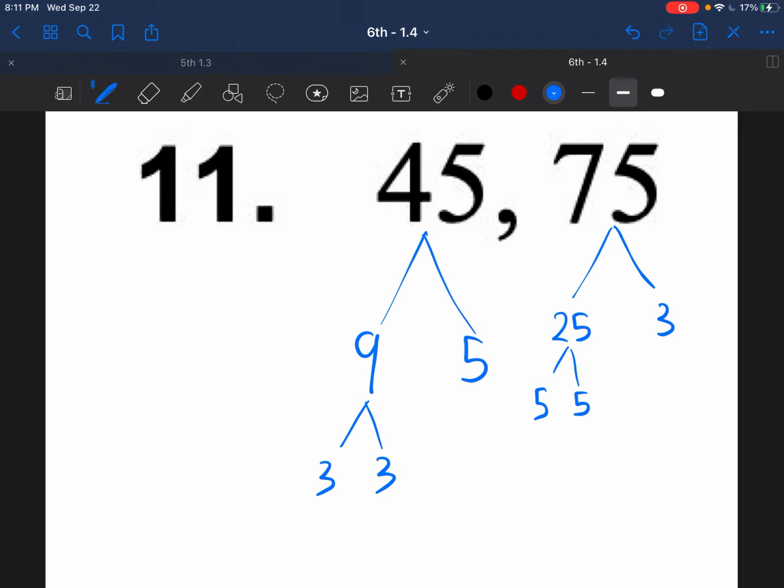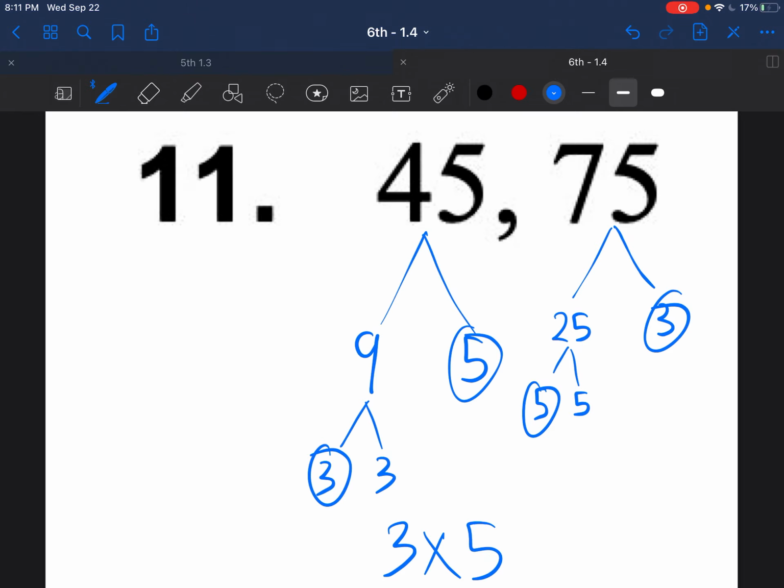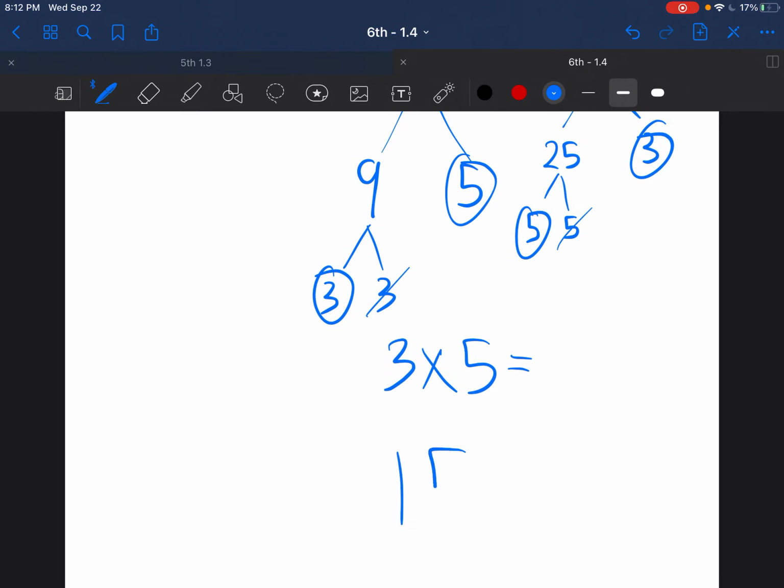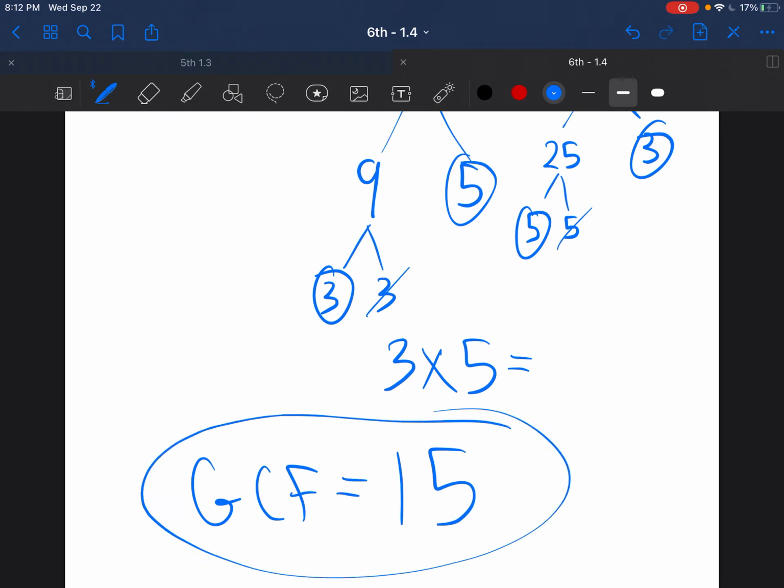All right, so let's see what numbers they have in common. So they have a 3 and a 3. So I have 3 times. They have a 5 and a 5 times 5. And it looks like there's nothing left over. There's no more 3. There's no more 5. So all we got to do is multiply. 3 times 5 is going to give you 15. So our greatest common factor for this problem is 15.